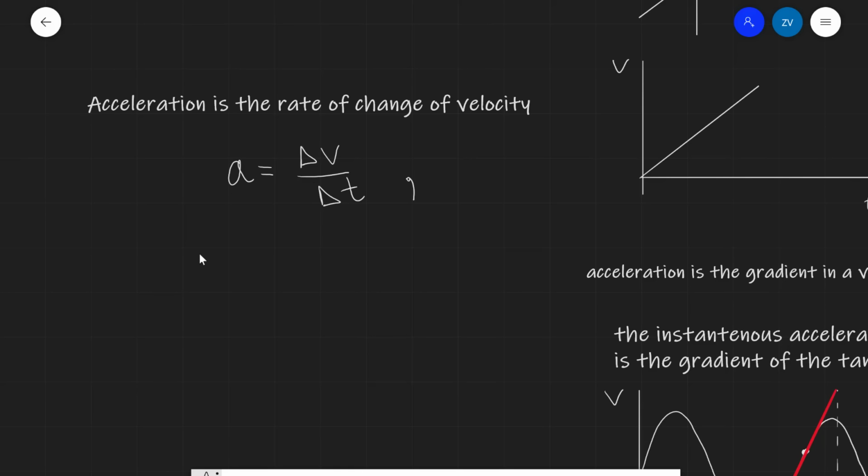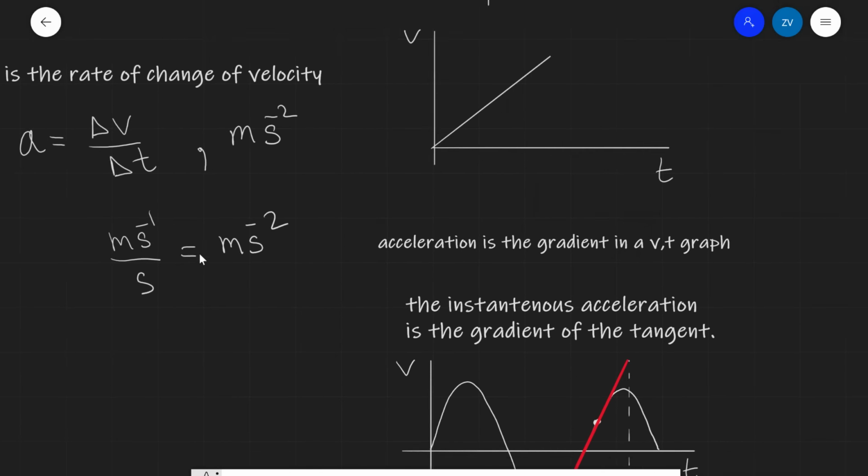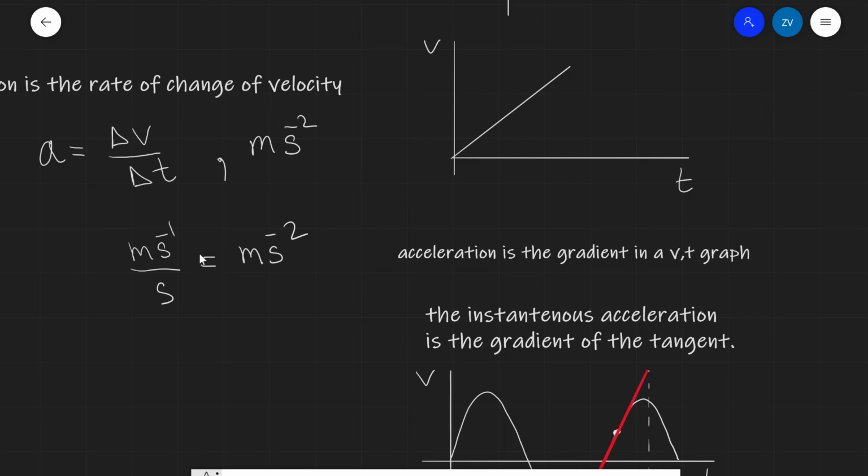The units for acceleration, remember, are meters per second squared. Another way of thinking about this is that the velocity is measured in meters per second. Then we divide this by seconds again, which is equal to meters per second squared. Now, in a v against t graph, so that's a velocity time graph, acceleration is the gradient.